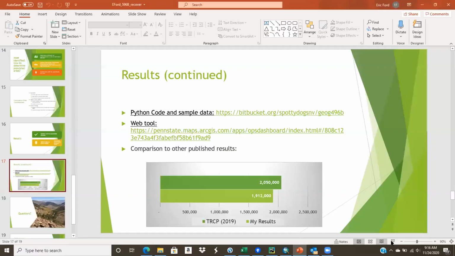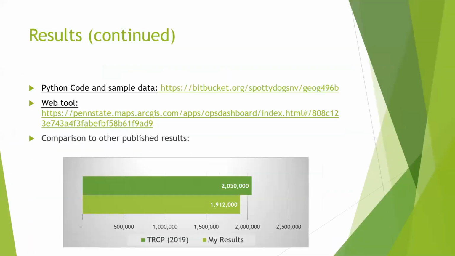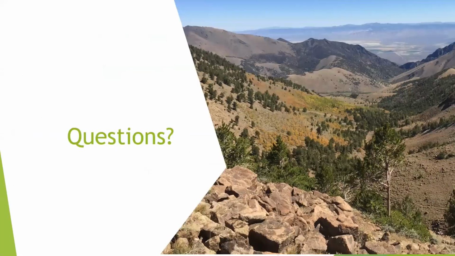So finally, my final piece is to compare to the previously published results, and they're both around 2 million acres, mine being about 6% lower than the previously published results, which I think is pretty good validation of both sets of data. And that is all I have. So any questions?